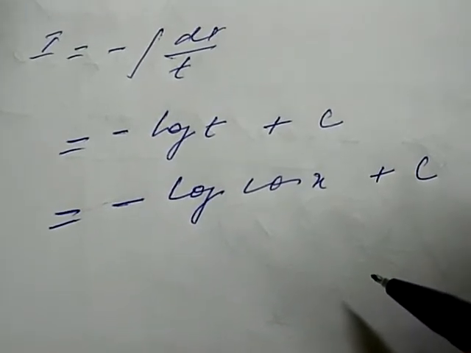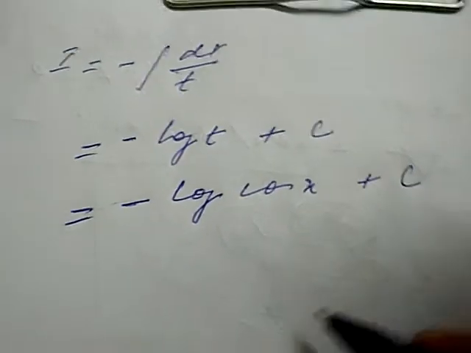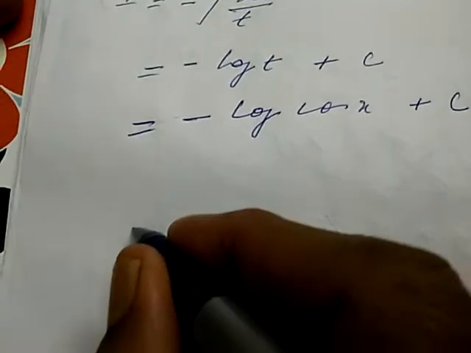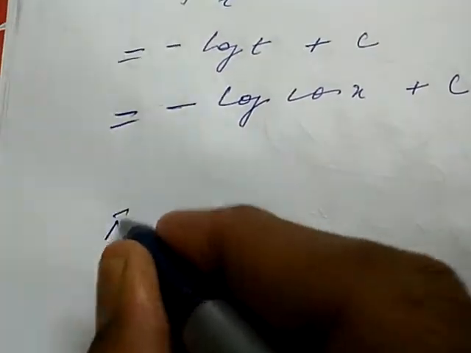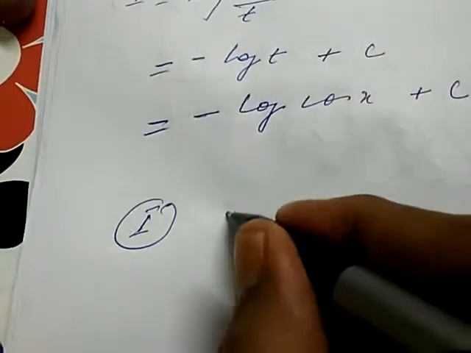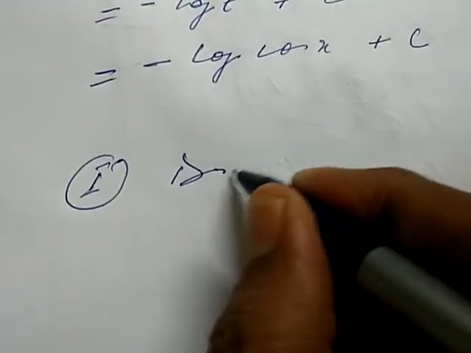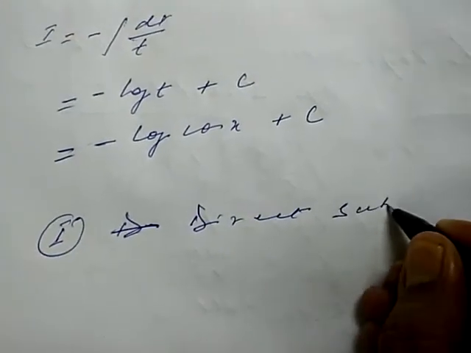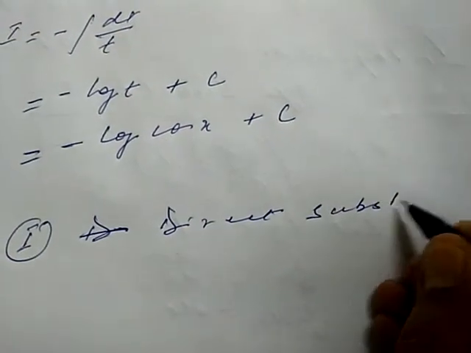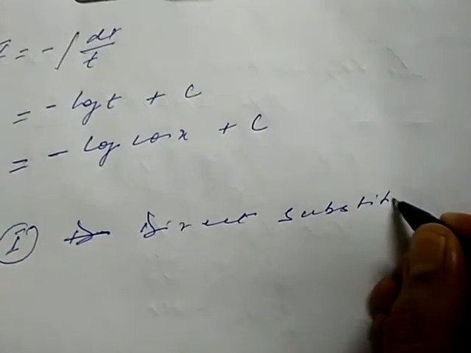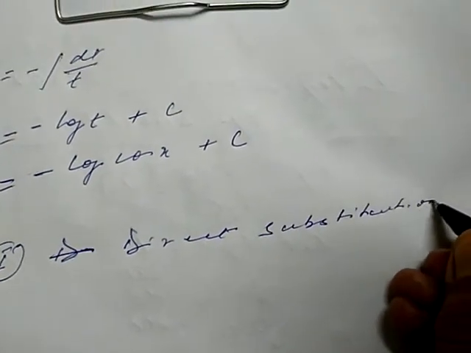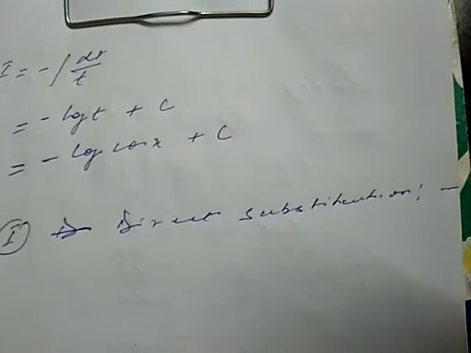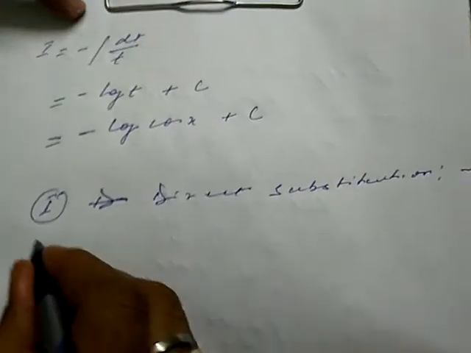So now there is a way. How many ways are there to go? There are three ways to go. First is direct substitution.